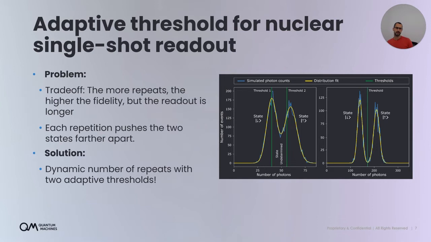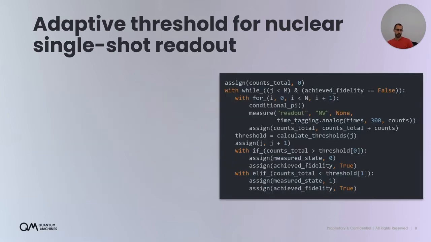So let me quickly show you what the code for that looks like. We have here an assign command, and assign is simply counts equal to 0. Then we have a for loop, so we're doing j smaller than m, so we have m repeats, or until success, until we have the achieved fidelity. Then we have n readouts per iteration. Inside each one, we have a conditional pi pulse.